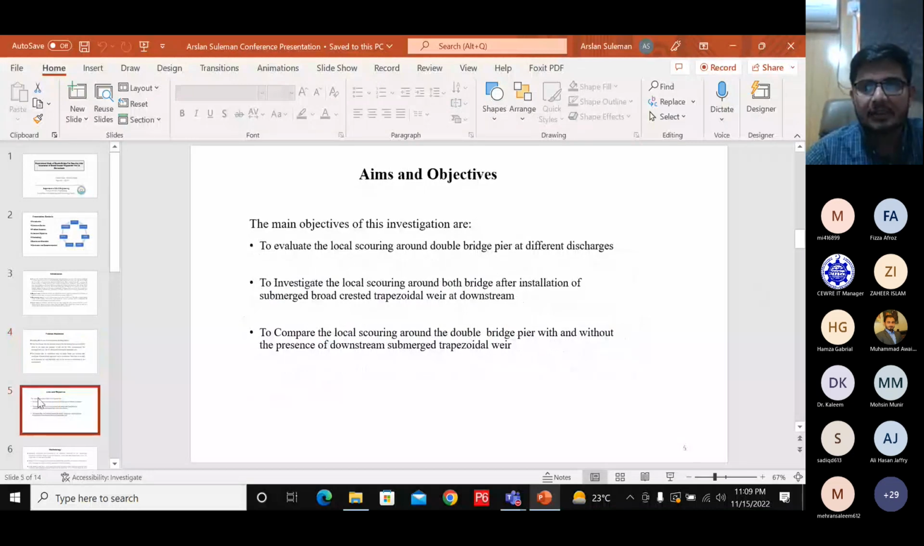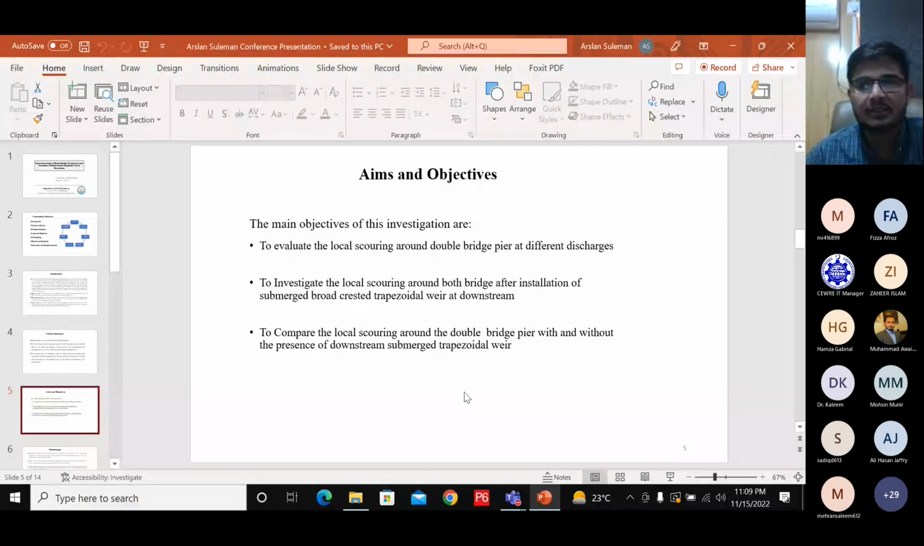Here are the aims and objectives. The main objective of this research is to evaluate the local scouring around double bridge piers at different discharges. To investigate the local scouring around both bridge piers after installation of submerged broad crested trapezoidal weir at downstream. To compare the local scouring around double bridge piers with and without the presence of downstream submerged trapezoidal weir.